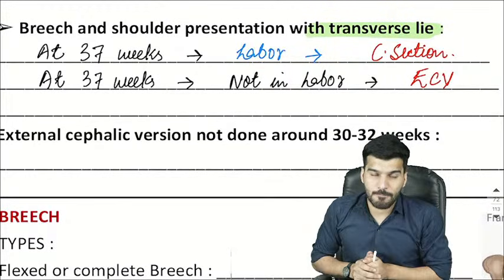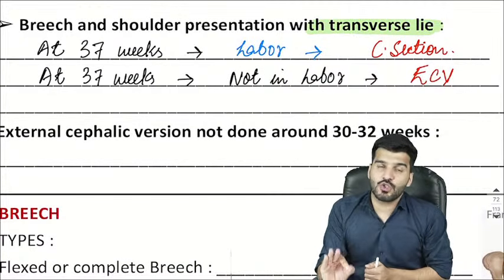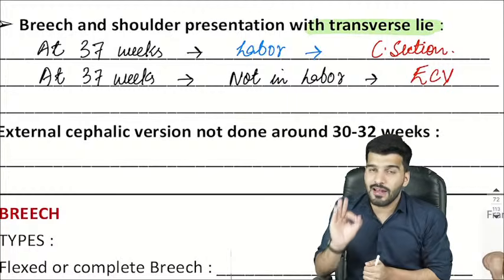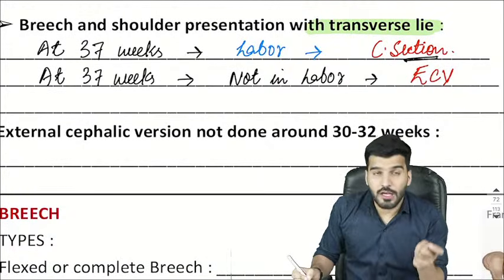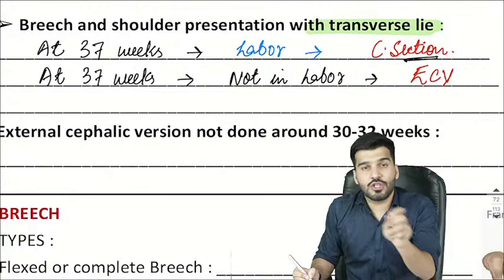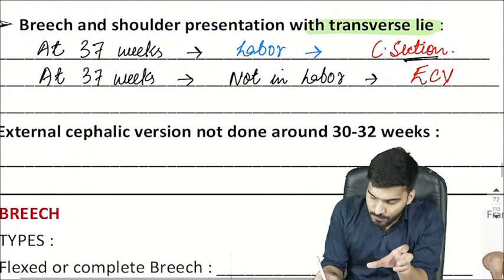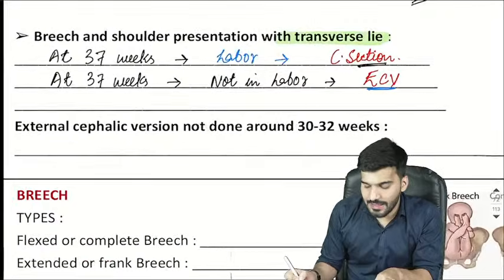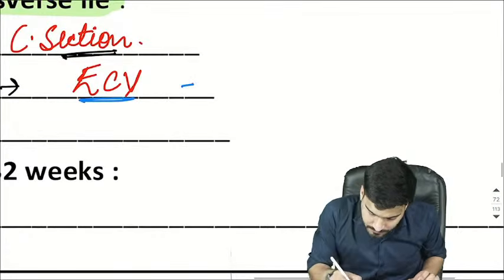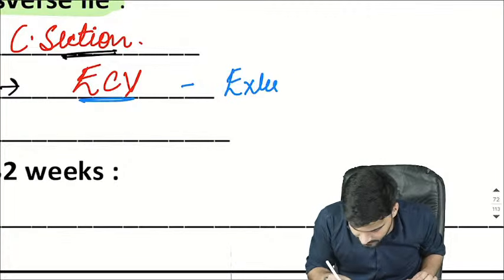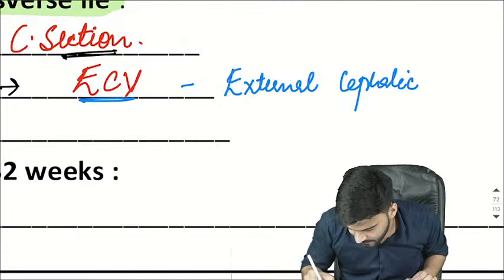its position again. So whenever this clinical case comes, and if it mentions that the female is in labor at 37 weeks or at term pregnancy, your answer should be a cesarean section. If it mentions that at 37 weeks she is not in labor, but she is a case of transverse presentation, you mark the answer as external cephalic version.